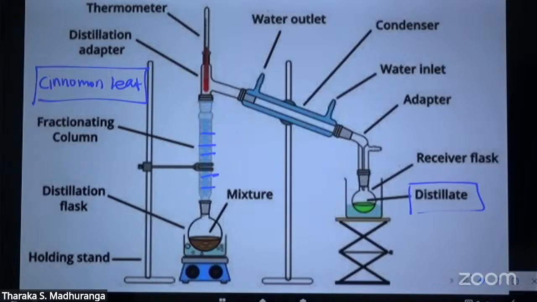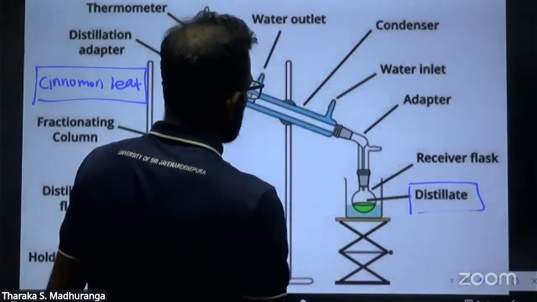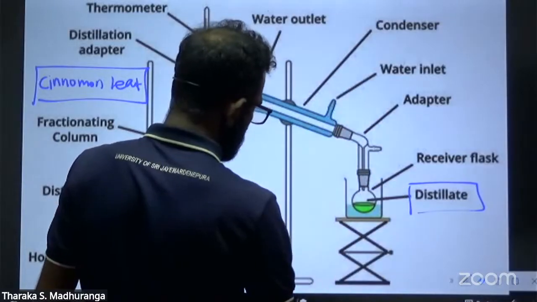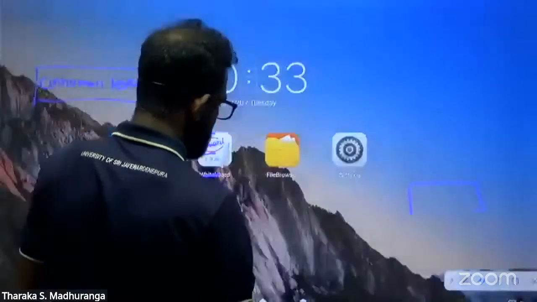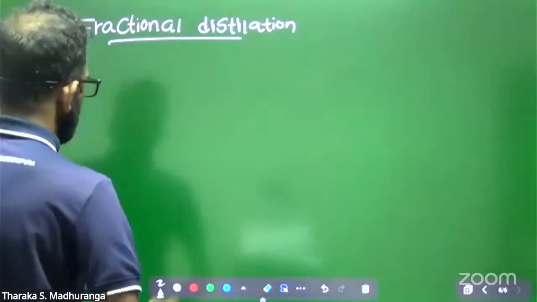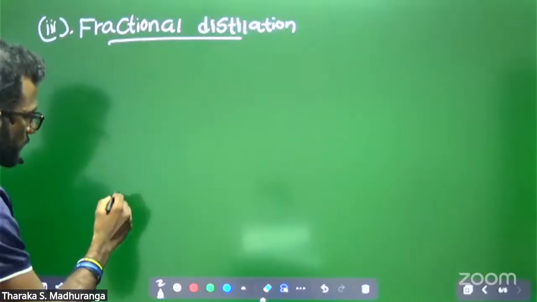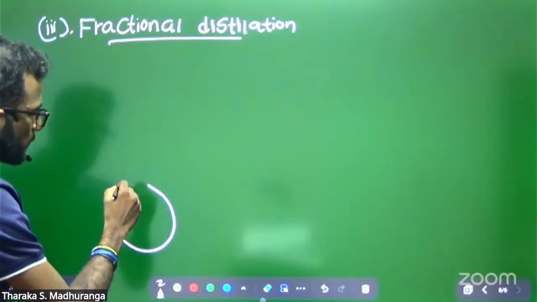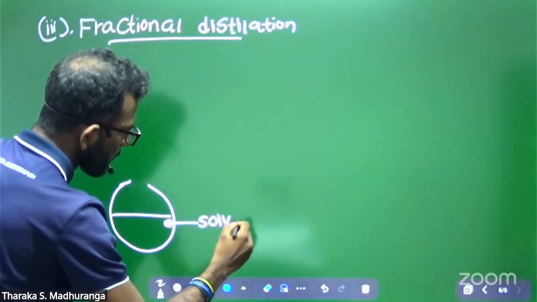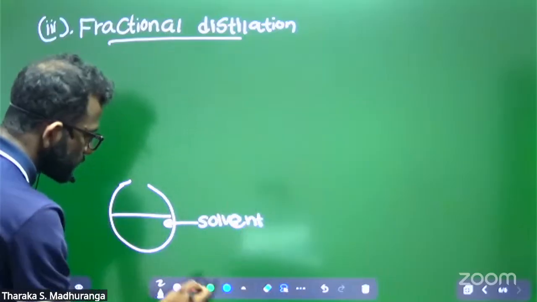Okay, better draw this in your book, in your short note. I will draw that. You don't need all the names, only remember a few names. Okay, this is the fractional distillation. This is the solvent, and this is the plant material.